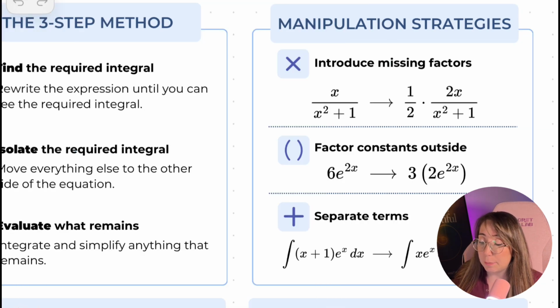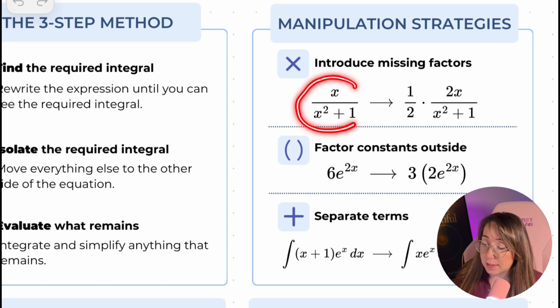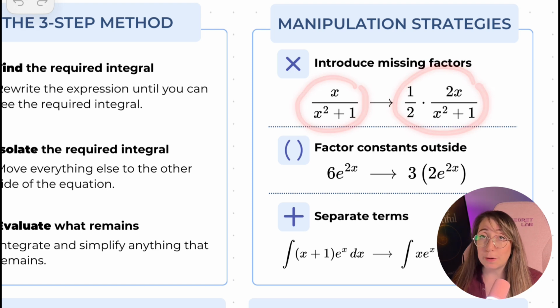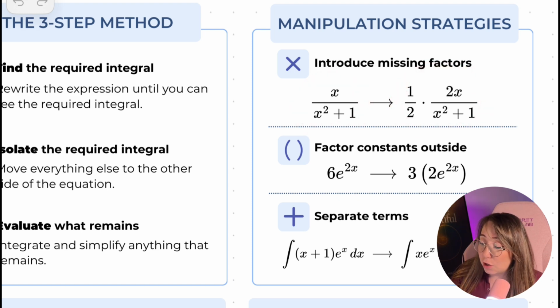So in our first example, introduce missing factors, what you can see is that these two functions look different, but they're actually exactly the same. The only difference is that this has an introduced factor of 2, but I can't just randomly multiply by 2. I need to make sure that it's balanced out by also multiplying by the opposite, a half, because a half times 2 is 1. So really, it cancels each other out, and I haven't done anything to change the function.